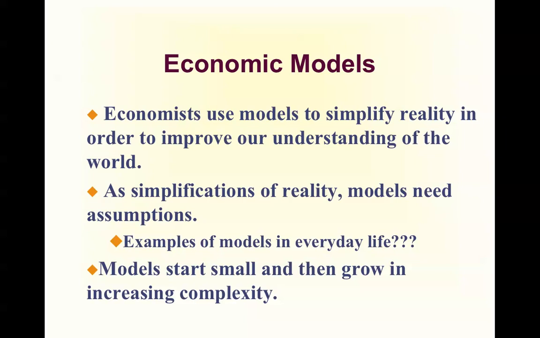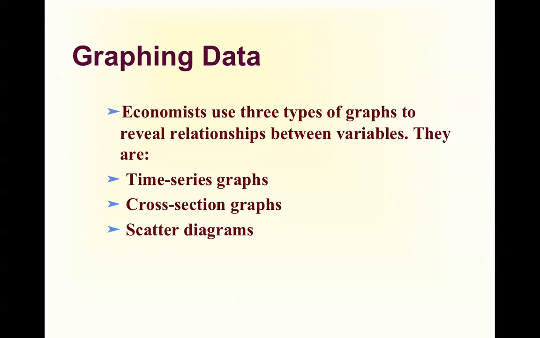Now, models almost always start small and then grow in increasing complexity. In this way, a model is like a machine. You're looking at one part of the machine and seeing how that part works, and then once you know that part, you can look at some of the other parts and see how they work. And you put all these different subcomponents together, and you have the entire model for the particular machine. It could be a model car, model airplane, video game model, and all such things. Let's go to the next slide.